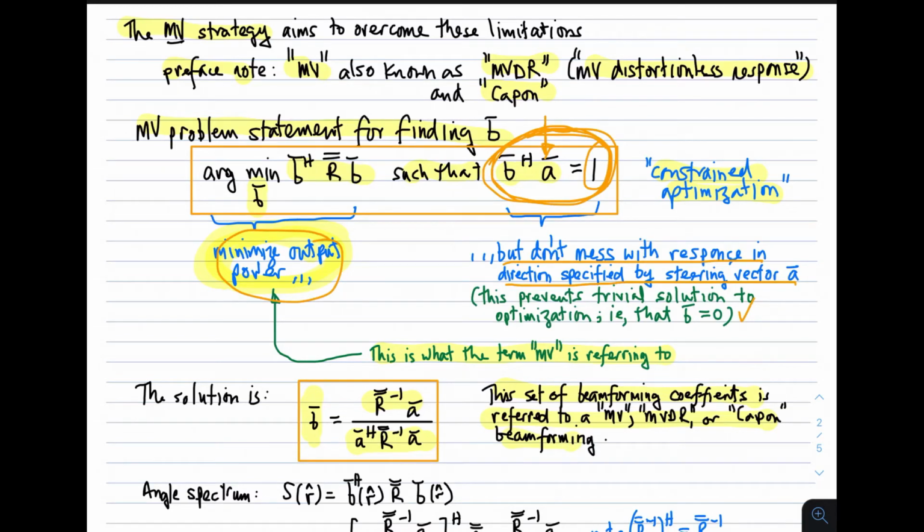And good time to note the difference with respect to Bartlett processing. Recall in Bartlett processing, the beamforming vector was simply the steering vector. And here we obviously have something more. In fact, note right away that it depends not only on the steering vector, but also on the data. We'll come back to that idea at the end of this lecture.